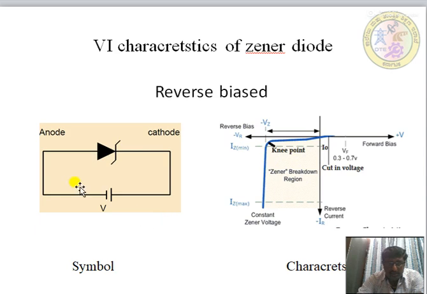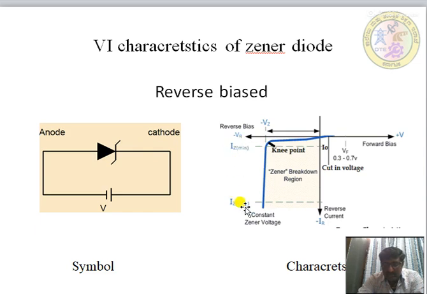In reverse bias, the negative terminal of a voltage source is connected to the anode, and the positive terminal of the voltage source is connected to the cathode. So this is the reverse biased characteristics. This one is the current max, and this one is the IZ min. This one is the reverse current of a Zener diode.